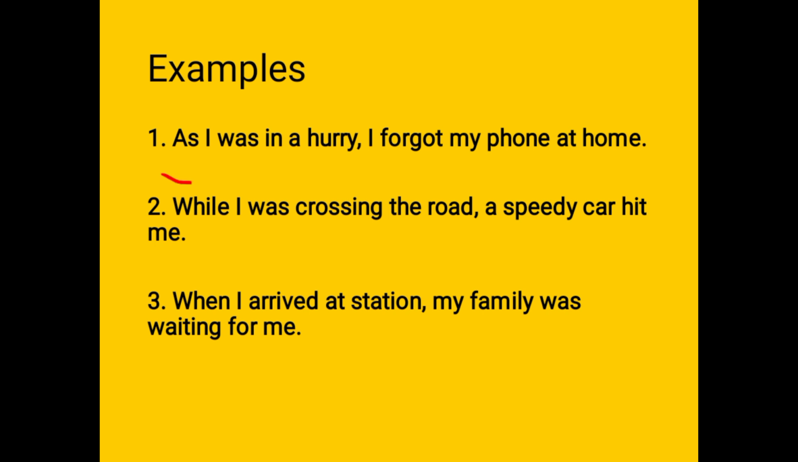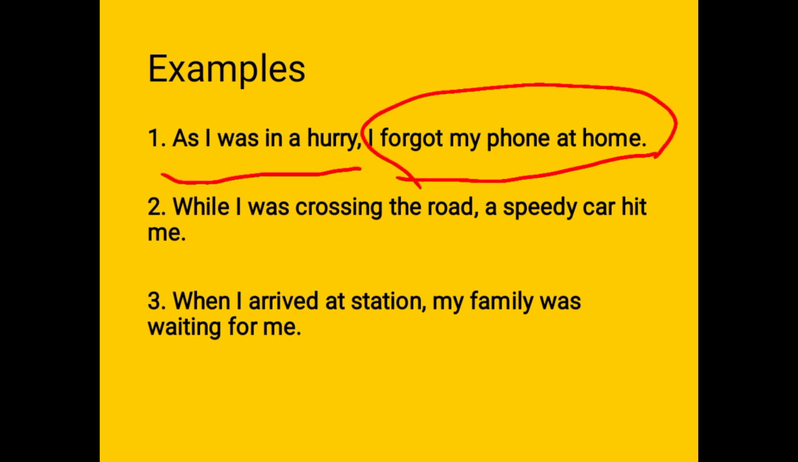As I was in a hurry. Now this is one clause and this is an example of a dependent clause. So remember that a dependent clause is not complete, so it would need an independent clause to be added to make its meaning complete. As I was in a hurry, I forgot my phone at home. Now I forgot my phone at home is an example of an independent clause. As I was in a hurry is an example of a dependent clause. So the two clauses are connected together. And we have used the conjunction as in the beginning, so we have put a comma here.